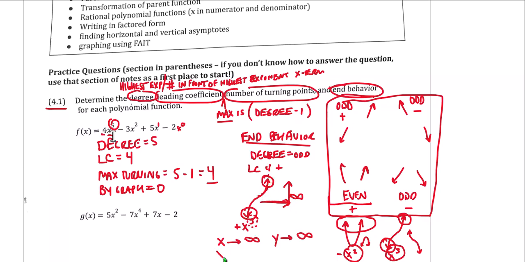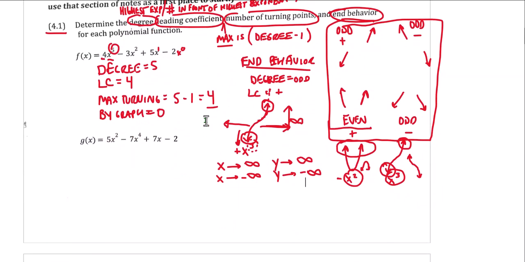And then as x goes off to negative infinity, so now we're talking about going to the left on the graph, we can see that y, the f of x values, the y values are going off to negative infinity. So that is the end behavior for that polynomial function.